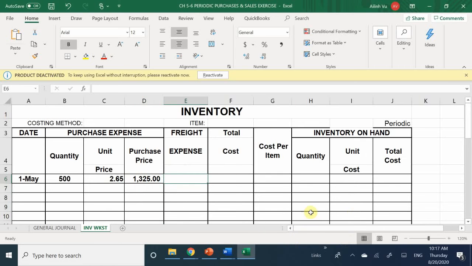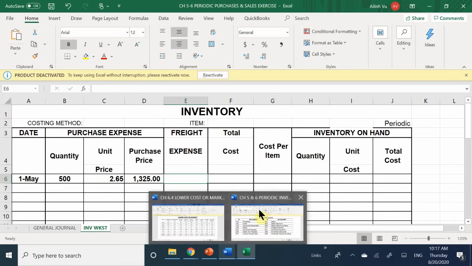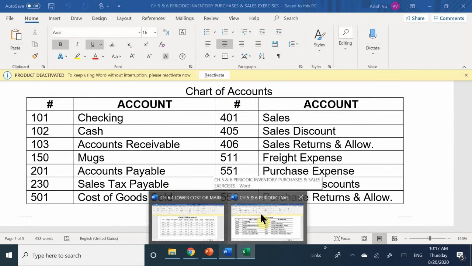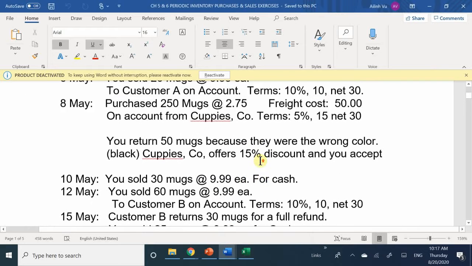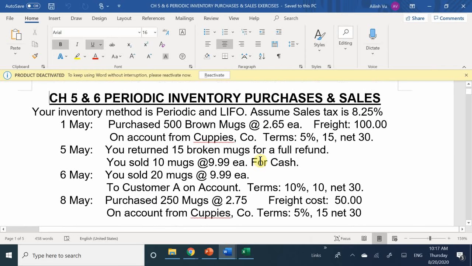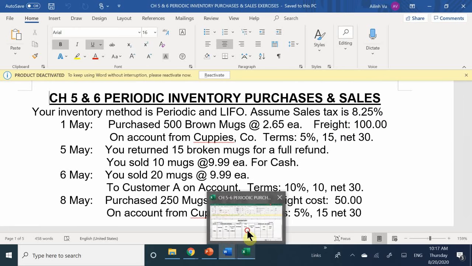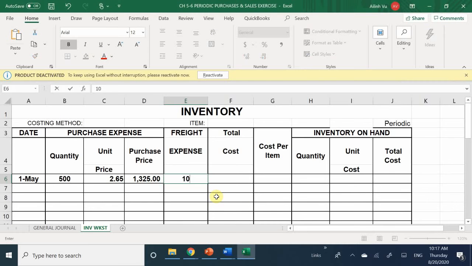And how much was our freight? Do we remember what freight was? $100. Freight was 100. Yeah. 511, no, up here, that's the account number. So freight here cost us $100. And now we're going to add them together, and what do we get? 1,425. Yes.